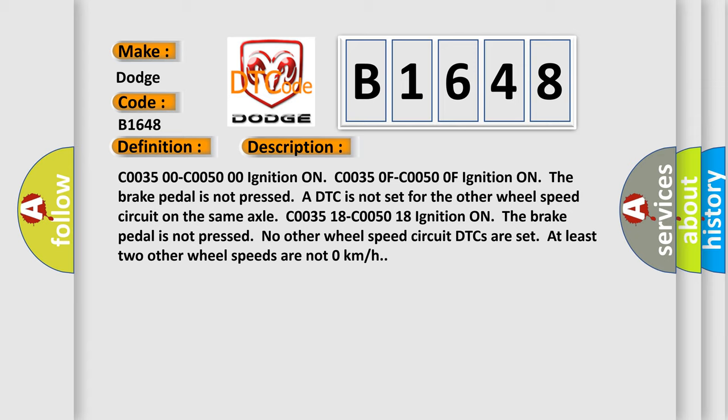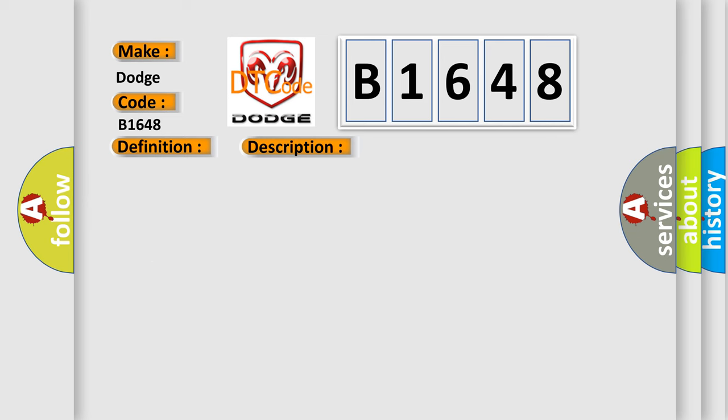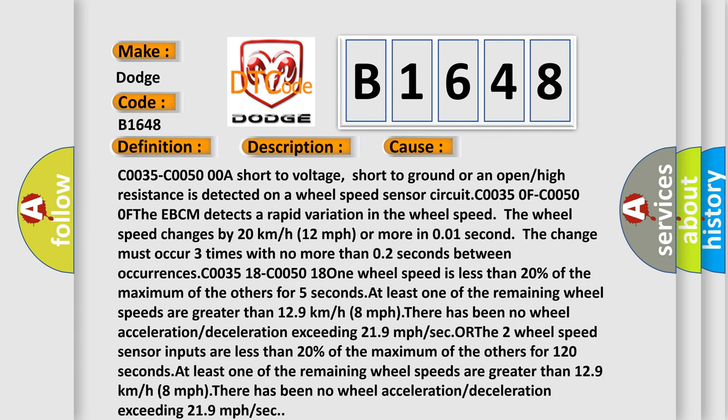Ignition on. Ignition on, the brake pedal is not pressed, a DTC is not set for the other wheel speed circuit on the same axle. Ignition on, the brake pedal is not pressed, no other wheel speed circuit DTCs are set, at least two other wheel speeds are not 0 km per hour. This diagnostic error occurs most often in these cases.